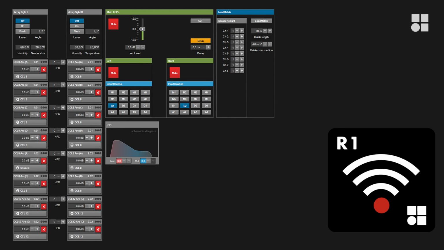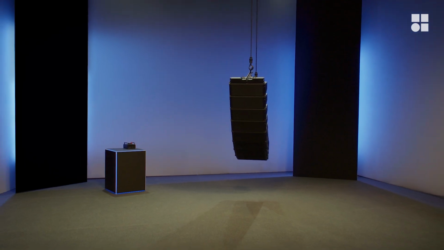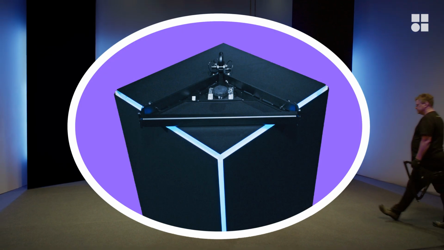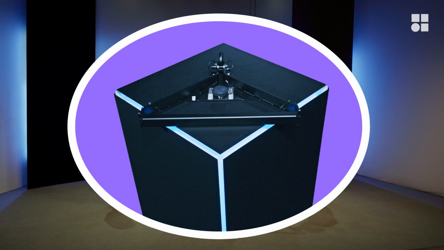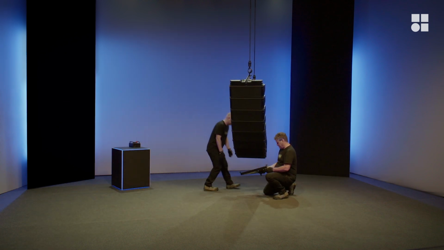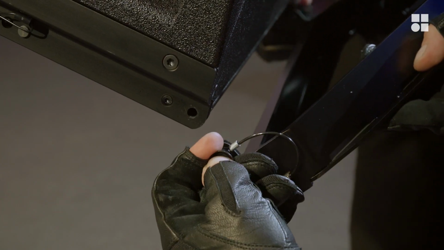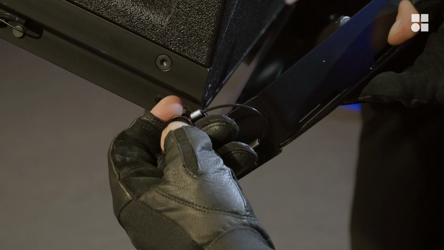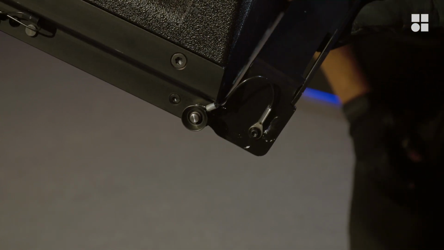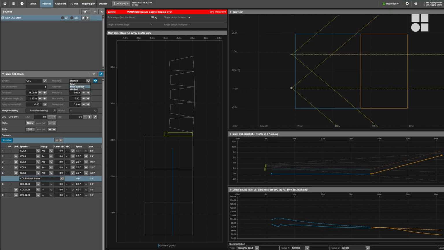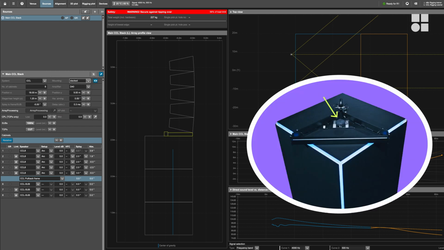Some applications require more down tilt than the flying frame can provide. In these cases, you can mount the CCL pullback frame to the bottom of an array. The pullback frame may only be used with top arrays. It must not be used for mixed arrays. The pullback frame can also be used for ground stacks and connect to subs providing an M20 flange.